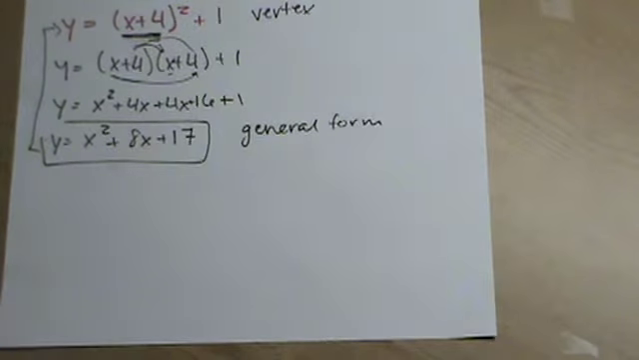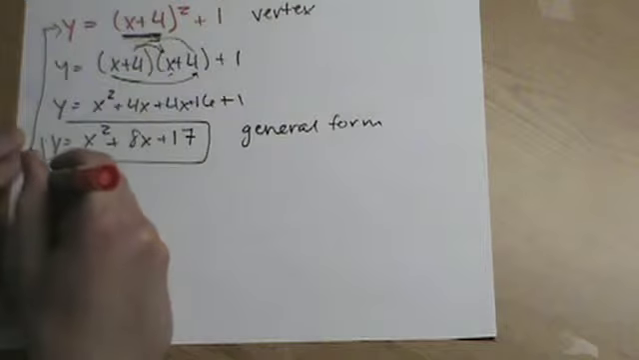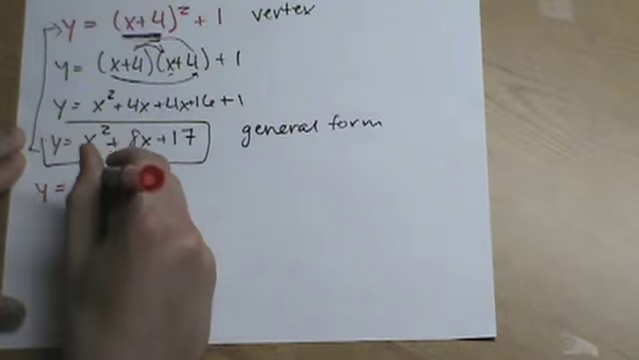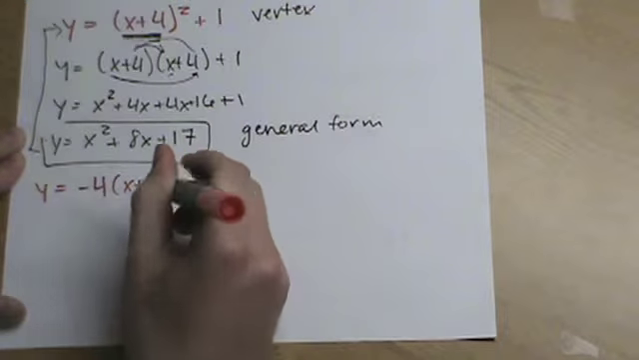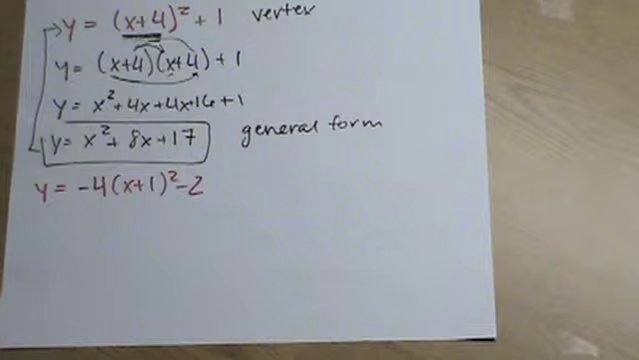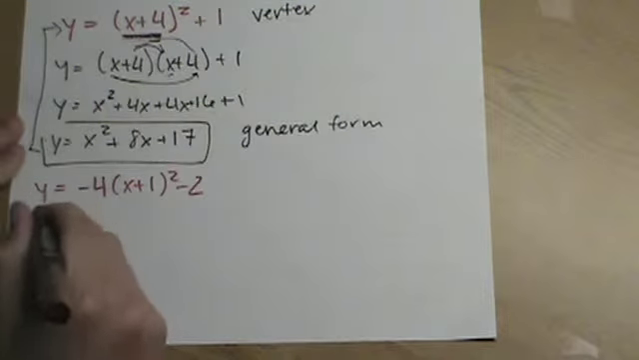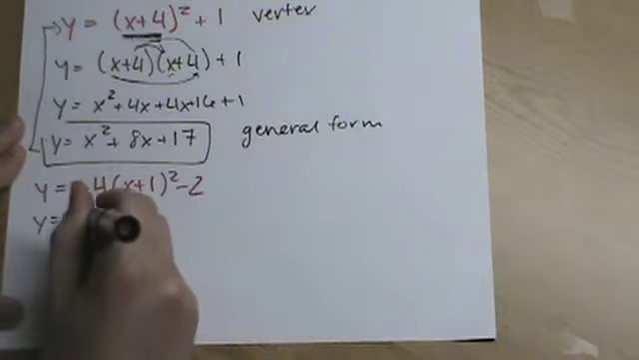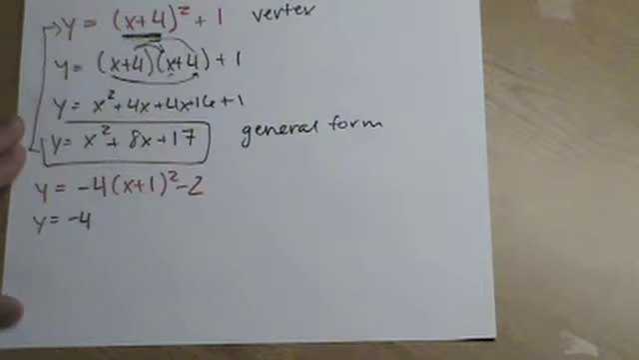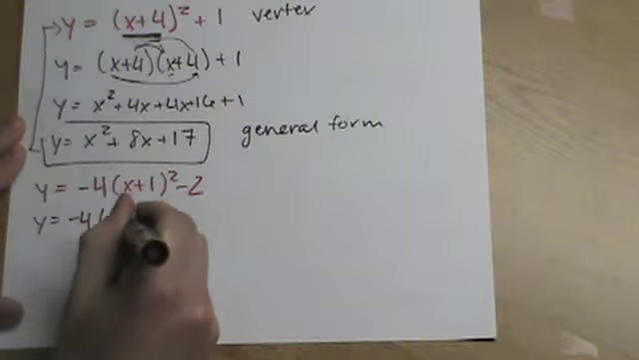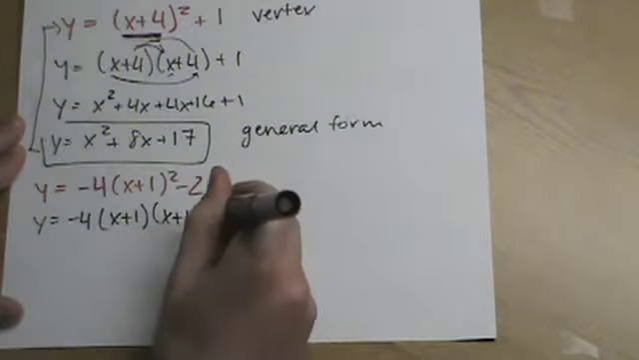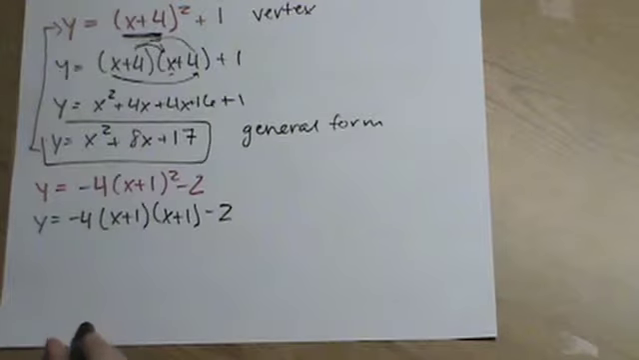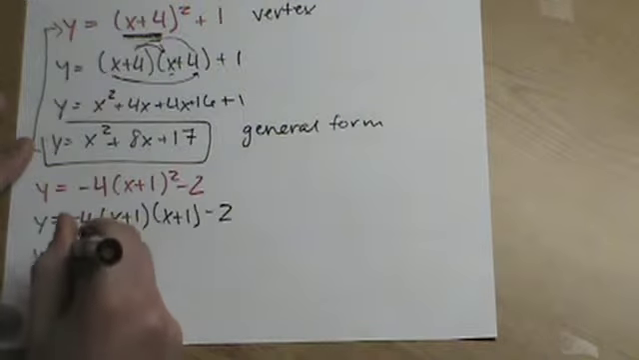Alright, how about one more example? y equals negative 4 (x plus 1) squared minus 2. Alright, so let's expand. So we have negative 4, and now we have (x plus 1) squared, so that means we're going to write 2 of them and get rid of the square, and then tack on that negative 2. Alright, next, let's FOIL this. So y equals negative 4.